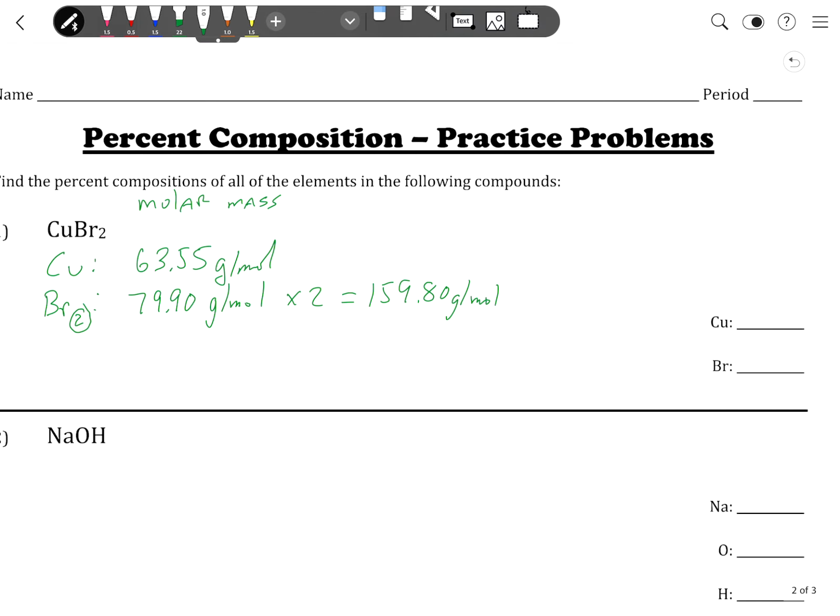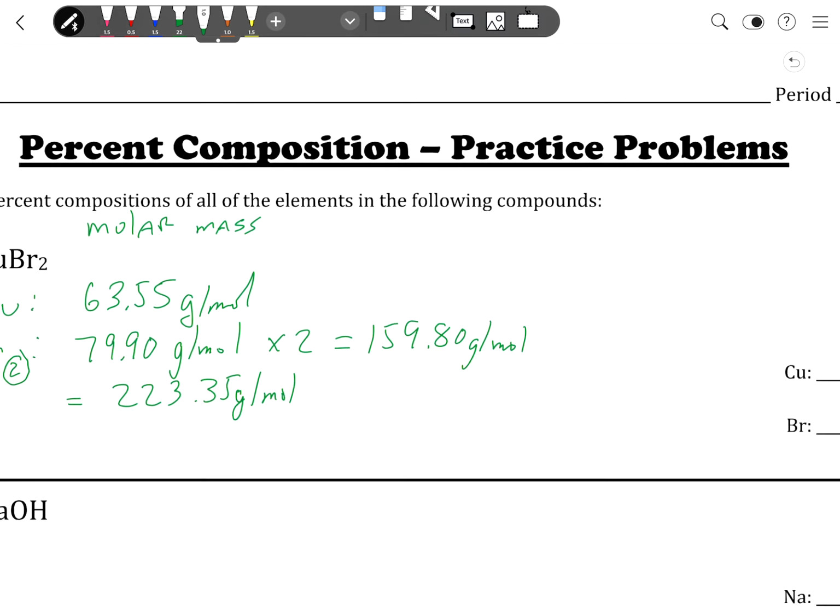That is easy to do now. We add those two numbers together, 63.55 plus 159.80, which is going to be 223.35 grams per mole for the total for the copper bromide.